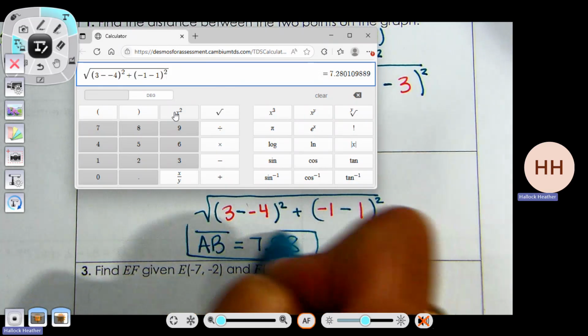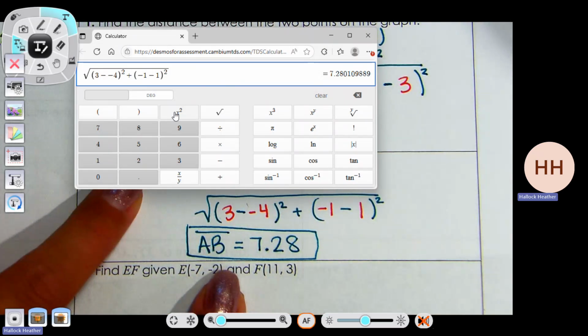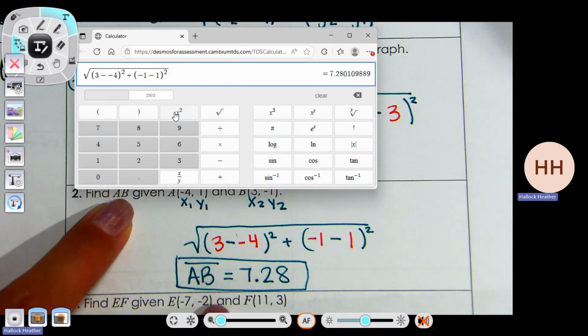AB, remember from yesterday, is a segment. So when it says find AB, AB is a segment on a graph somewhere. You are finding the distance between them because it wants to know the distance. It's not going to say literally find the distance. It's going to say find the length or find AB. AB is a length of a segment.